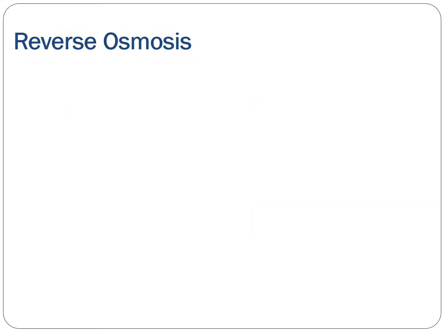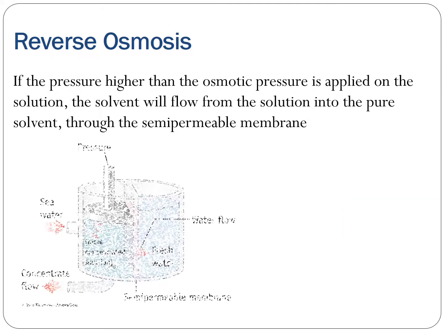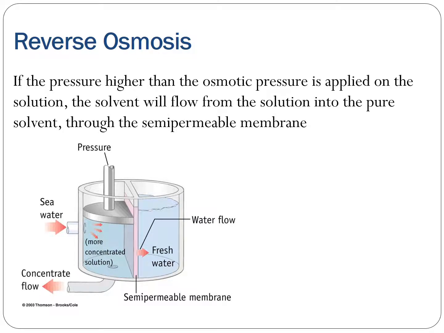What is reverse osmosis? If a pressure higher than the osmotic pressure is applied on the solution side, then the solvent will flow from the solution into the pure solvent through the semi-permeable membrane. This is called reverse osmosis or RO.